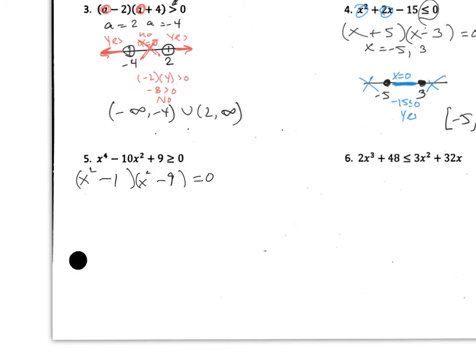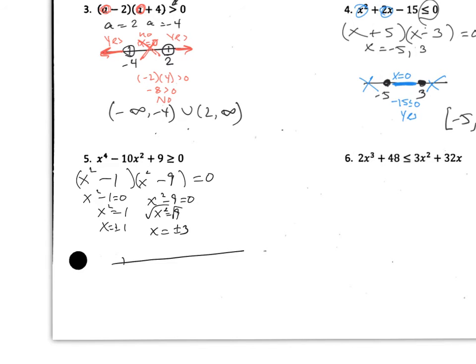So here we get x squared minus 1 equals 0. So remember, you get a positive and a negative when you take the square root. So x squared equals 9. So we get x equals plus or minus 3. So we have 4 numbers on the number line. Put them in the correct order.